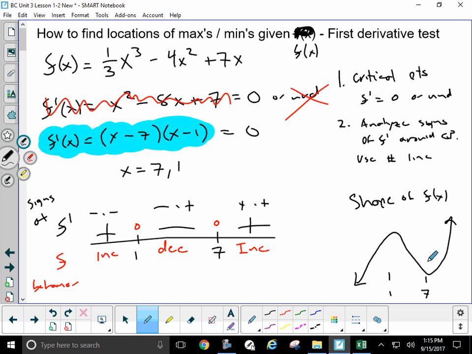I do not care about that as much. It's just going to be unnecessary work to plug in 1 here and 7 here and to figure out the y-coordinates. So don't worry about it. Just find the x-coordinates. Okay, so 1, increasing to decreasing, max. 7, decreasing to increasing, min. All right, you guys do the next one all by yourselves.